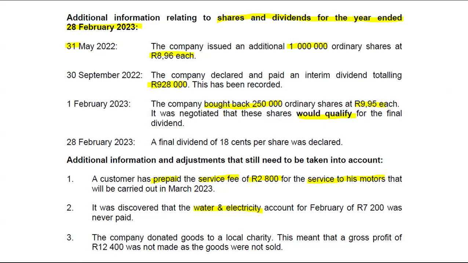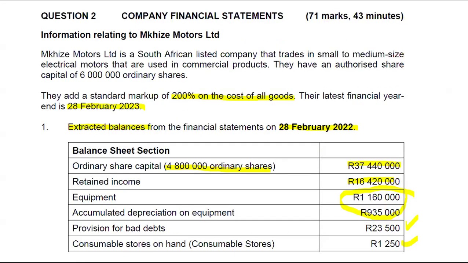They say this meant that a gross profit of 12,400 was not made as the goods were not sold. So gross profit equates to the markup. So that 12,400 is the markup, percentage-wise. What is our markup? I asked you to highlight it a long time ago. It's 200. So that 12,400 is the 200%. And we don't want the 200%. We want the 100%.